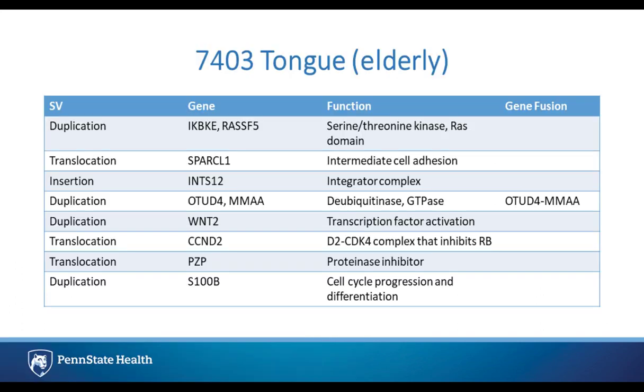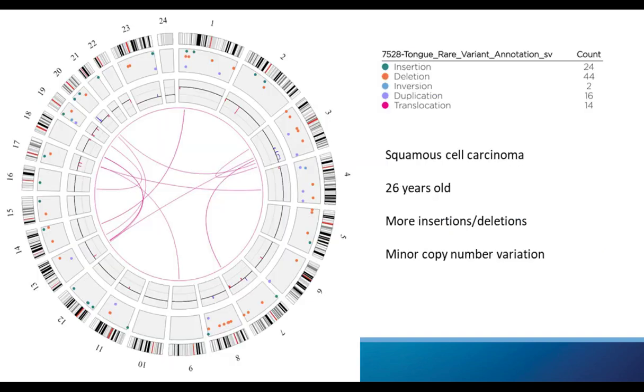Looking at the genes for this sample, we can again see a variety of different pathways involved. There's a duplication that involves the RASSF5 gene, or the RAS domain. A duplication in the WNT2 gene, which of course is a transcription factor activator. And then we have a translocation that involves CCND2, involved in the D2 CDK4 complex and inhibits RB.